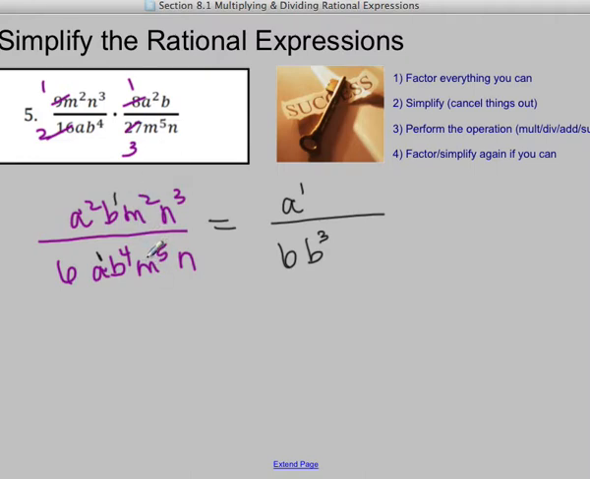Now look at my m's, my larger's in the denominator, so I'm going to have m in the bottom, so it'd be 5 minus 2, which gives me 3. And then lastly, my n's, I have n to the first and n to the third. The larger's in the numerator, so it'd be 3 minus 1, which gives me n to the second. So my final answer is a n squared over 6 b to the third m to the third, for example 5.